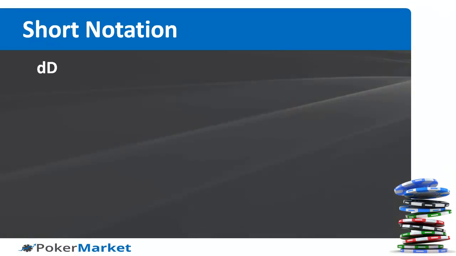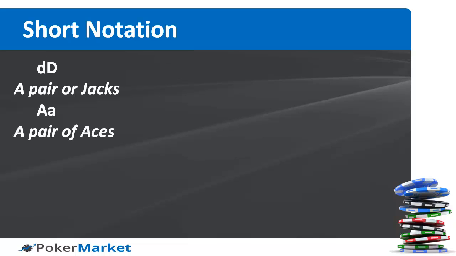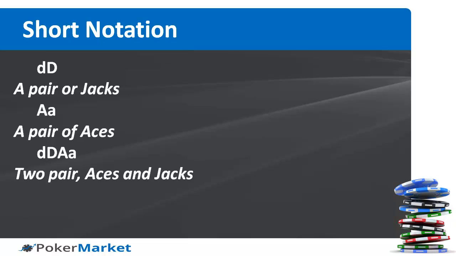So for instance, what does dd mean? That of course is a pair, and in this case it's a pair of jacks because it's the same rank d, so it must be a pair. Then what does aa mean? Well, this one is extremely easy. It's obviously a pair of aces, and you're saving 2 letters over what you normally have. And then 4 cards, ddaa, of course, is going to be 2 pair, aces and jacks. So it's very intuitive. There's nothing crazy going on when you add more letters together or anything like that.